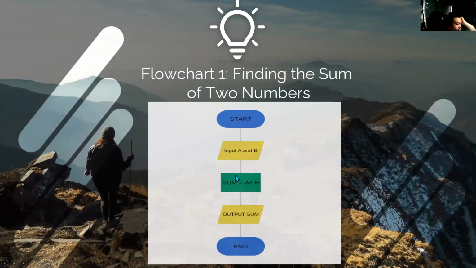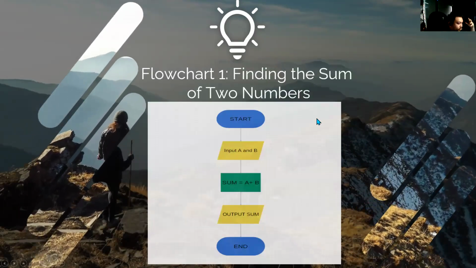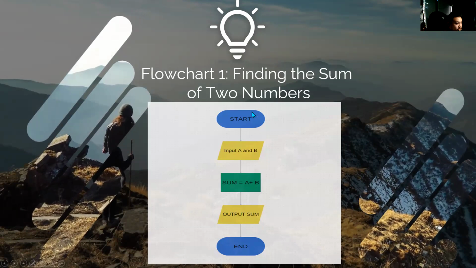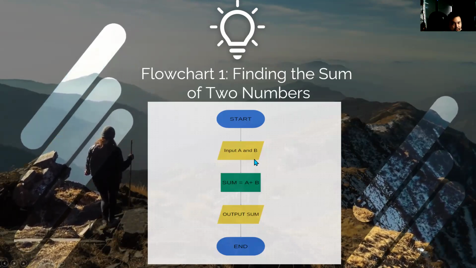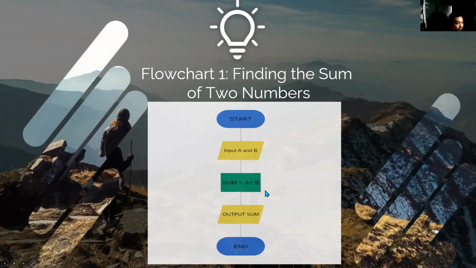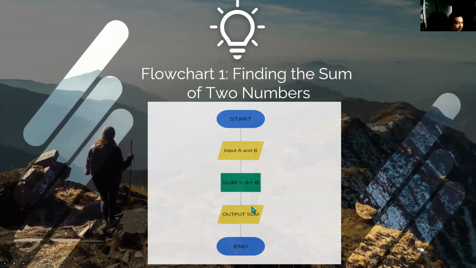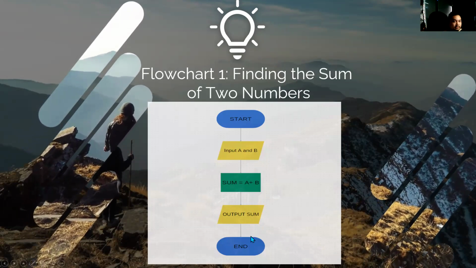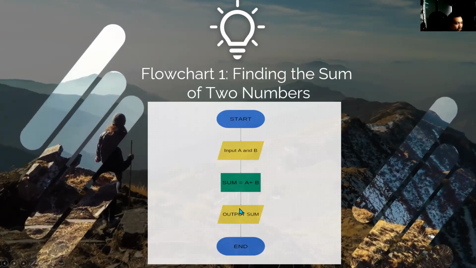This is an example of finding the sum of numbers that I was explaining earlier. Start, input A and B, so you put integers 1 and 1, and the process is sum equals A plus B. That's the process, then the output, and the end. And you see the arrows are right there in the middle.